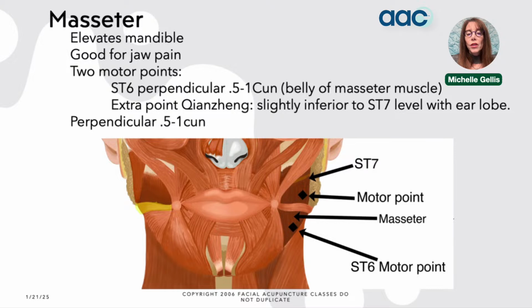And you would needle this about 1/2 to 1 cun deep, because you're going through the flesh and the fatty area of the face right here. And this is really wonderful for jaw pain as well.